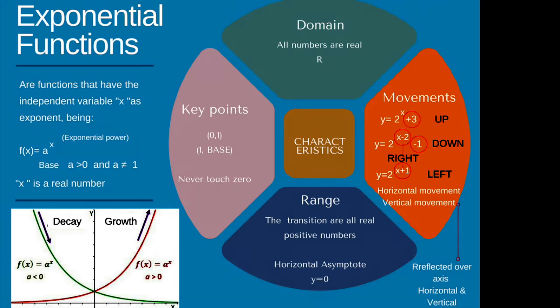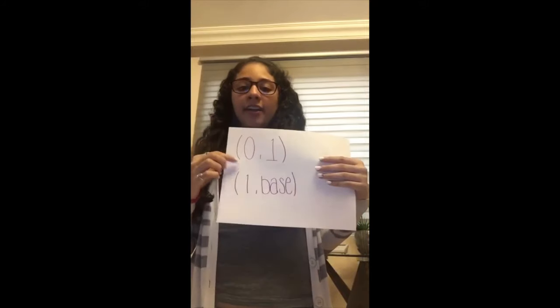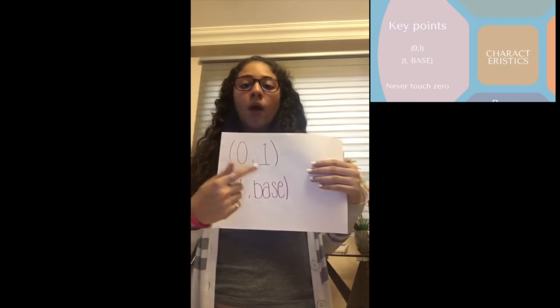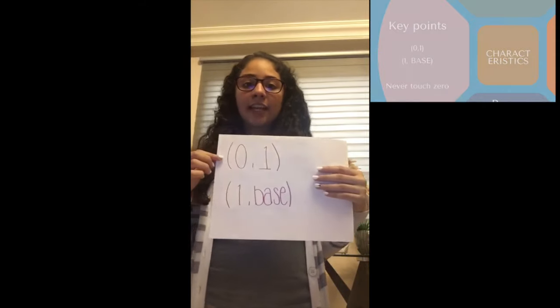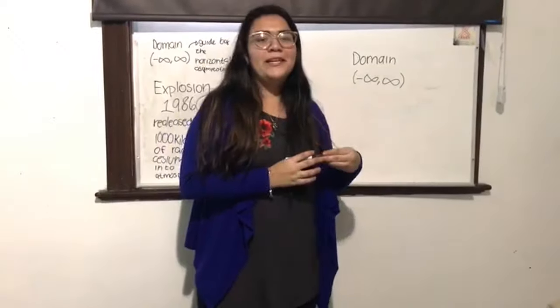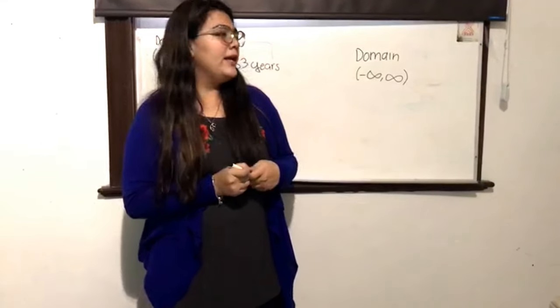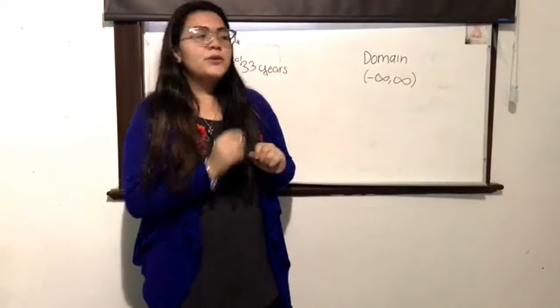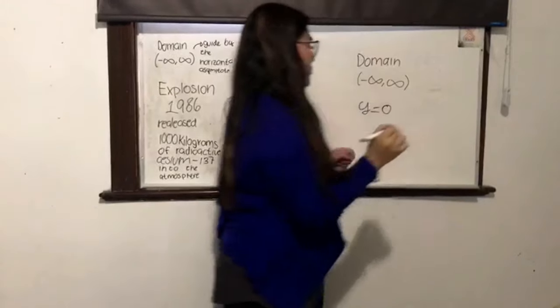a represents the base, followed by the rules which are: a is bigger than 0 and a is not equal to 1. The reference points when graphing are 0 as x, 1 as y, and 1, base, having the characteristic of never touching 0, neither in growth nor decay functions. The domain is characterized for being all real numbers, from negative infinity to infinity. And this is guided by the horizontal asymptote, which is y equals 0.